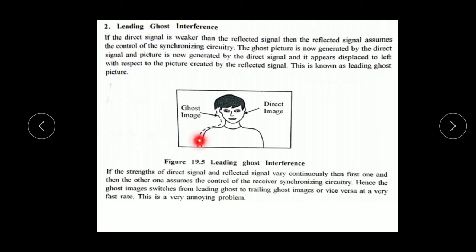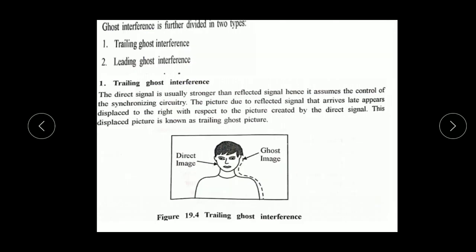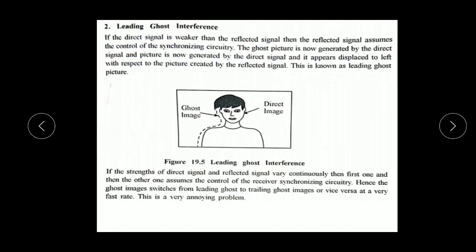So the ghost image is generated due to the direct signal in this case, but in the previous case, the ghost image is generated due to the reflected signal. In this case, the ghost image is generated due to the direct signal, and the picture appears displayed to the left with respect to the picture created by the reflected signal. This is known as the leading ghost picture.